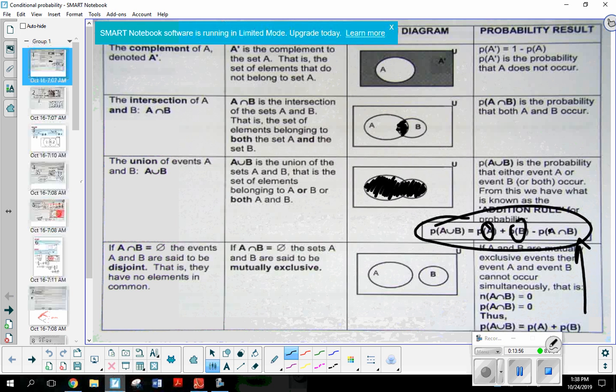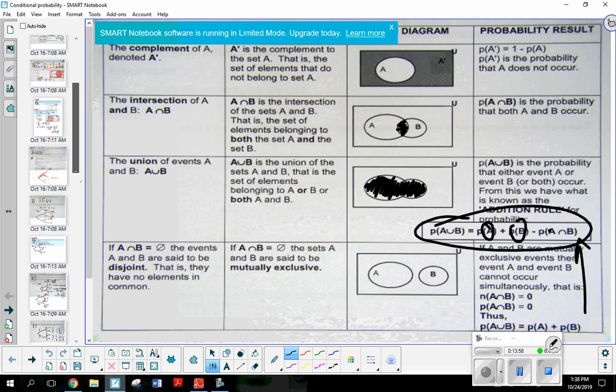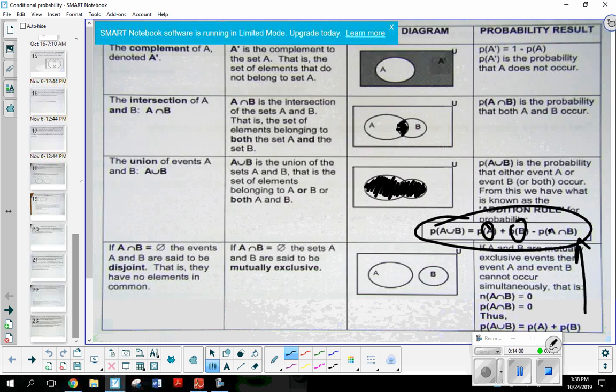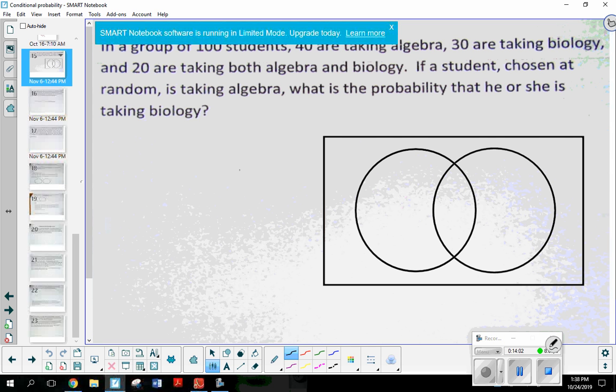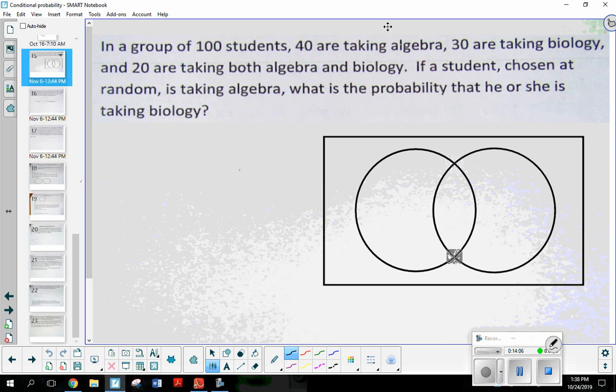All right. Well, let's see. We finished up the lesson, but there are a few extra problems that I would like to take a look at. Okay, like this one right here. In a group of 100 students, 40 are taking algebra, 30 are taking biology, and 20 are taking both algebra and biology. If a student chosen at random is taking algebra, what's the probability that he or she is taking biology? Okay, so let's go ahead and set up everything.